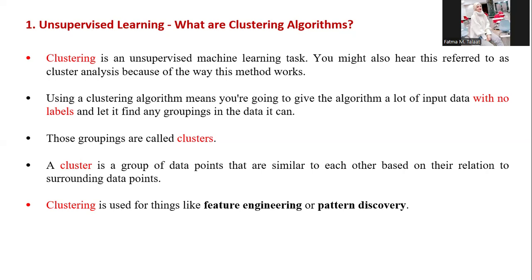data it can. فأي الداتا دي هنقسمها لمجموعة من الجروبس أو مجموعة من الكلاسترز. الجروبينجز دي بنسميها clusters. فالكلاستر هو group of data points that are similar to each other based on their relation to surrounding data points. كل نقطة بنشوف اللي حواليها متشابهين في الفيتشرز، ده بيبقى اسمه grouping أو cluster. Clustering is used for things like feature engineering and pattern discovery.